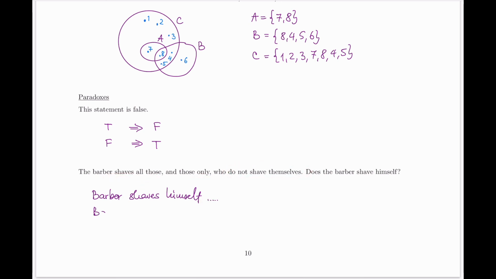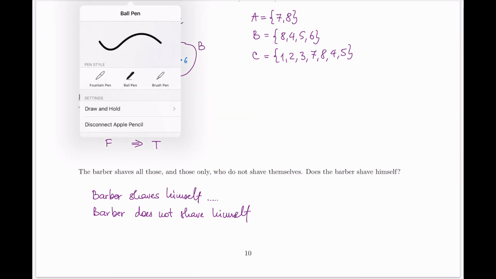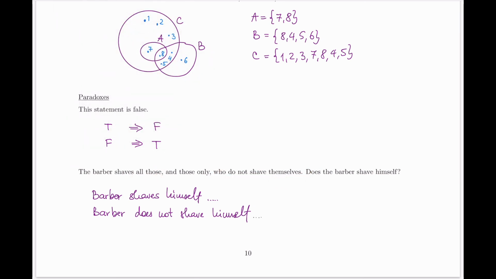What if we assume the other way around? Maybe that is going to work out. Barber does not shave himself. Is that going to produce some kind of an issue? Well, if he does not shave himself, then he's in fact in this case, and that is a set of all of those people who the barber actually does shave. So if he doesn't shave himself, then he does shave himself. So this is also a problem. Therefore, this is also a paradox, a self-contradictory statement.